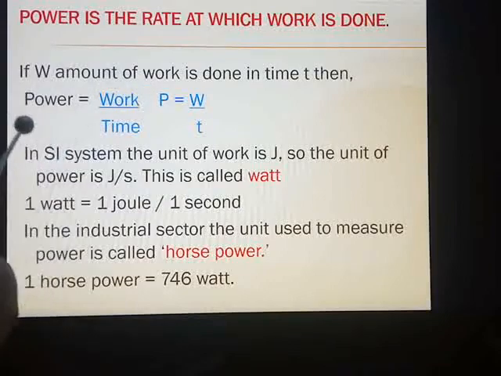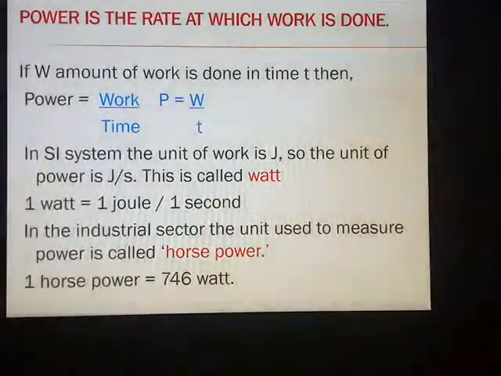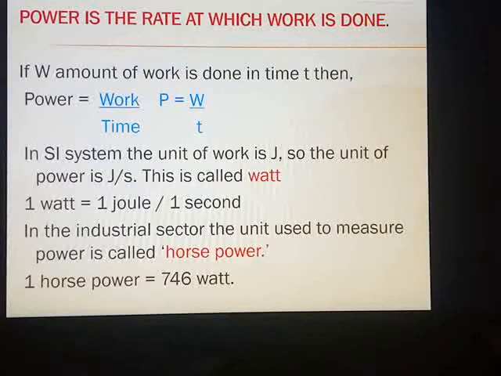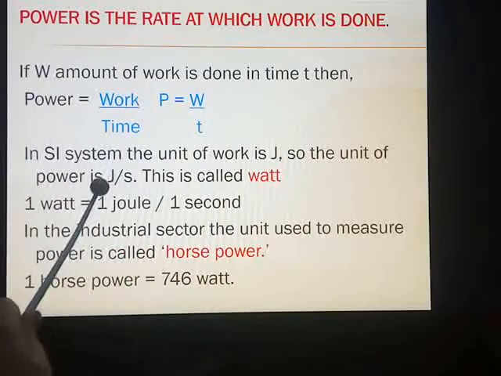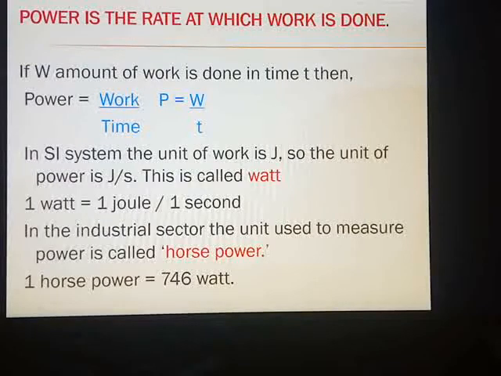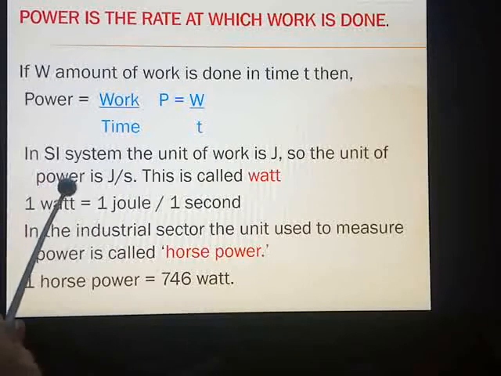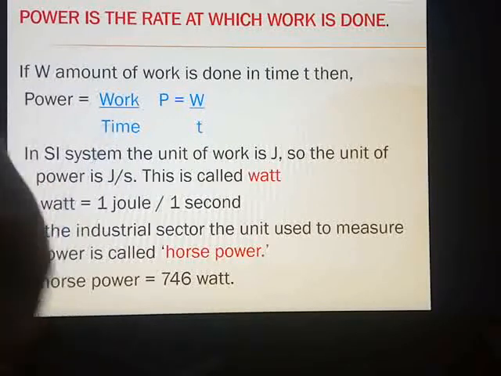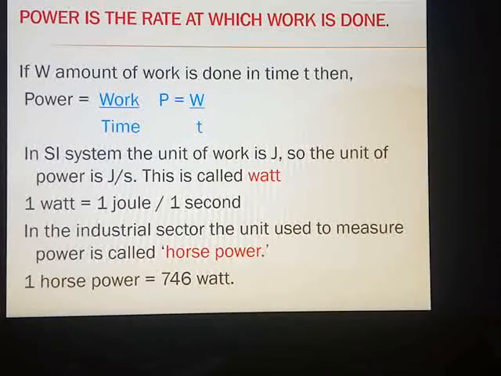So P, power is denoted by capital P, is equal to capital W for work upon time, that is small t. Now, you know that work in the SI system, its unit is joule. So the unit of power will be joules per second. You all know time is always denoted in seconds. So in the SI system, the unit of power will be joule per second, and this joule per second is called watt, in honor of the scientist James Watt.